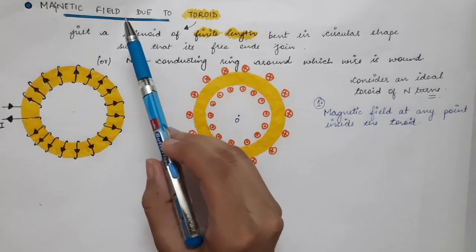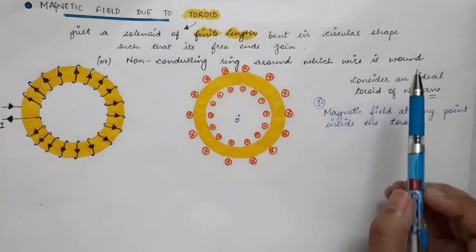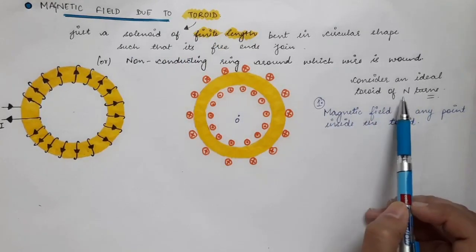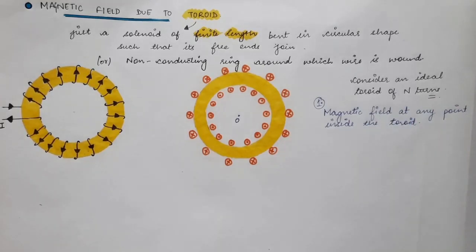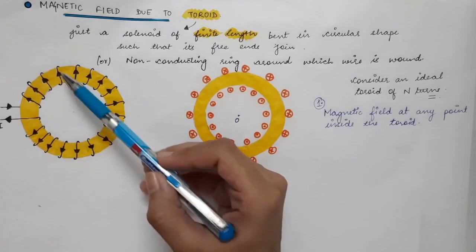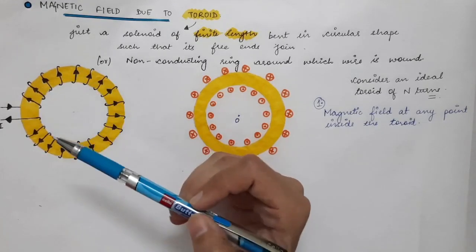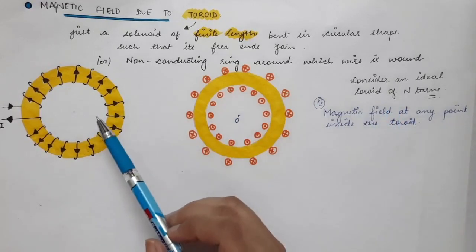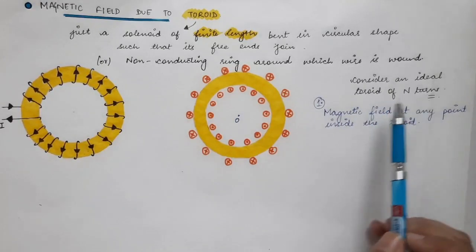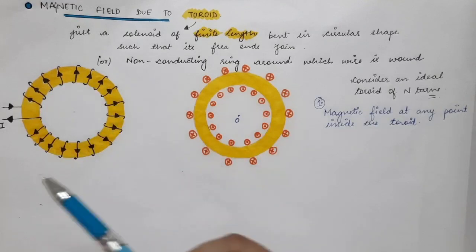Now to find out the magnetic field due to a toroid, we consider an ideal toroid of N number of turns. Now what is an ideal toroid? Ideal toroid is the one which is tightly wound and has uniform spacing between the turns. So we consider an ideal toroid which has N number of turns in total.